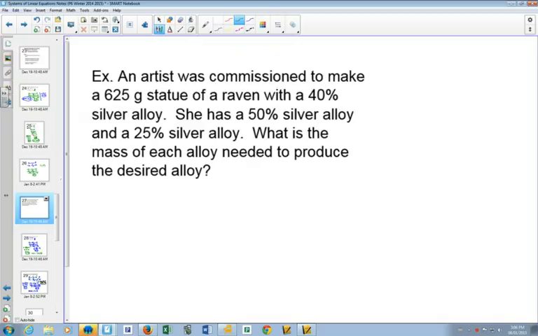We have to decide what X and Y are standing for. So if we make X the 50% alloy and Y the 25% alloy, instead of using X for the artist and Y for the raven, that would be problematic. But now X, we have to use a certain amount of this. So I'm going to just put a G in brackets here to make us think that we're thinking about an amount in grams. And in total, once we put X and Y together, it has to weigh 625 grams. So that is our first equation.